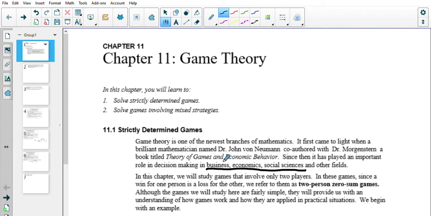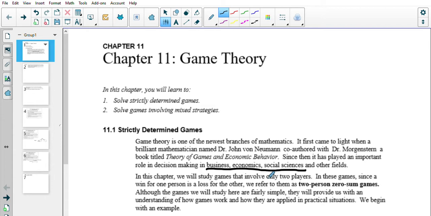So in this chapter, we're going to study games that involve only two players. In these games, since a win for one person is a loss for the other, we refer to them as two-person zero-sum games. Right? So two players. Zero-sum means if one player wins $5, the other player loses $5. So overall, 5 plus negative 5 is 0. That's what zero-sum means.